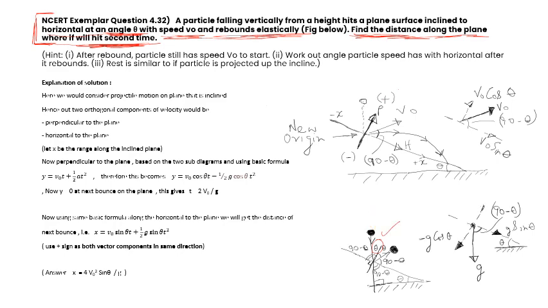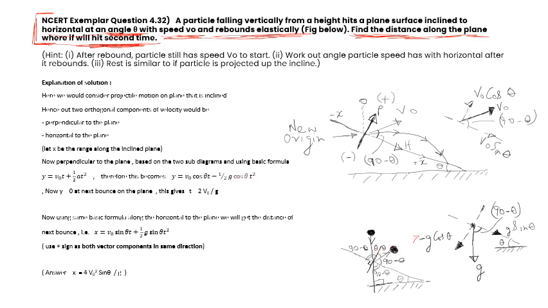Now, we know that this is an elastic rebound. So the angle that this object makes with the normal of the inclined plane, it will rebound back with the same angle theta. That is why this angle is also theta. The second angle is also theta, with which it will rebound back.